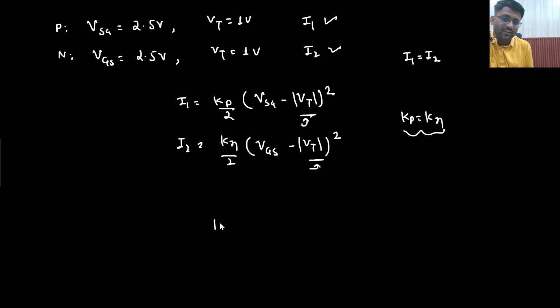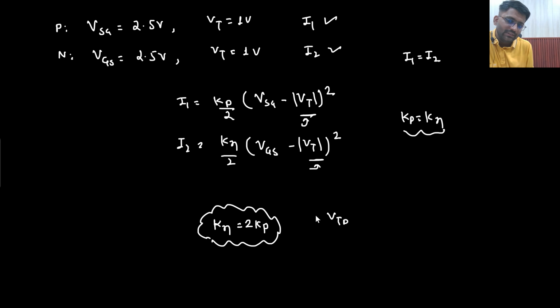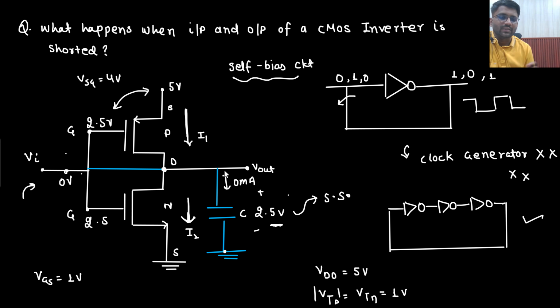In the examination they can say that Kn equals 2 Kp. This is what they can give, Kn equals 2 Kp. Okay, let's just say this is what they have given. And let's say the mode of Vtp they have given as 0.5 volt and Vtn they have given as 1 volt. Now they will ask what will be the steady state voltage of the capacitor.